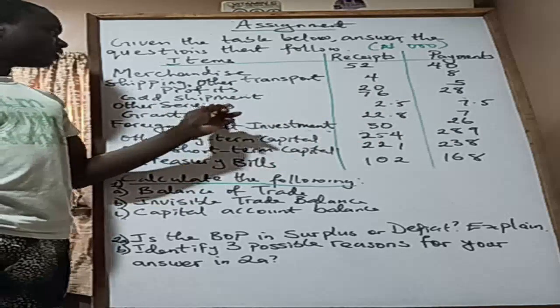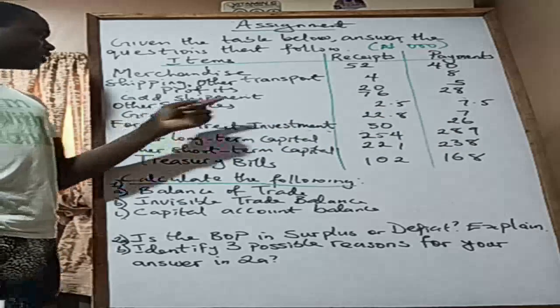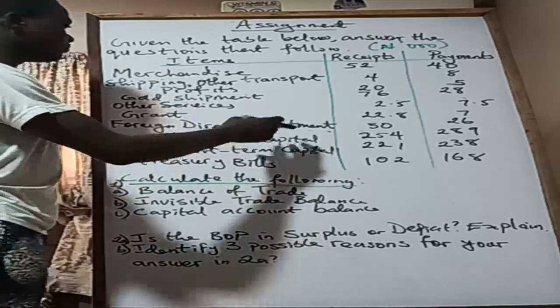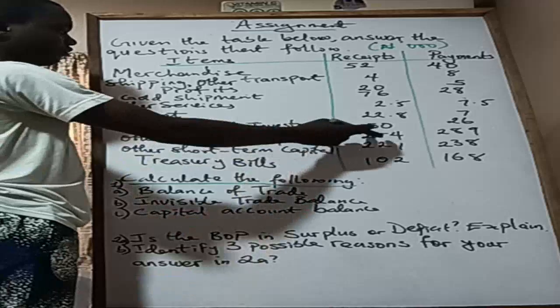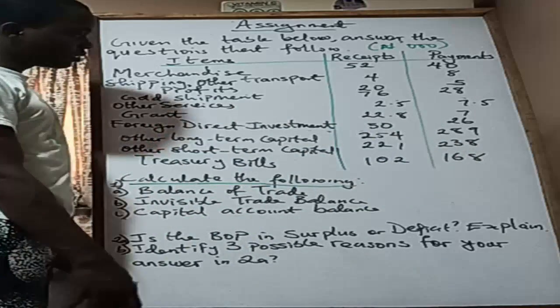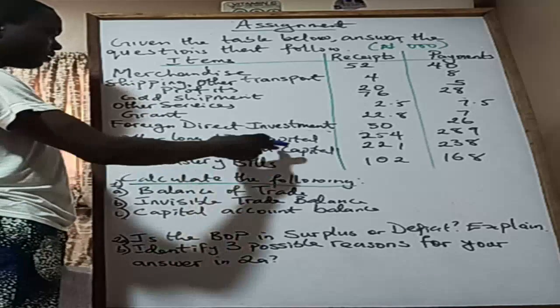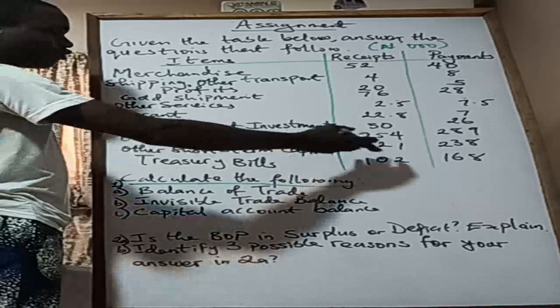Other services, you have 2.5 and 7.5. Then grants is 22.8 and 7. Then foreign direct investment is 50 and 26. Other long-term capital, 254 and 289. Seems this one is kind of heavy on capital. Then other short-term capital, you have 221 and 238. And then treasury bills, you have 102 and 168.